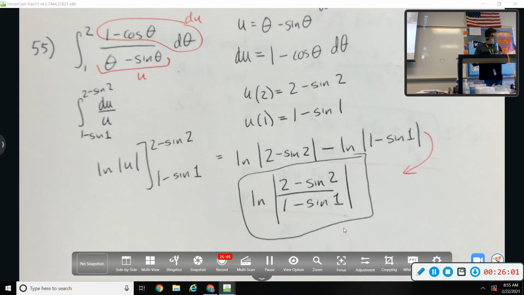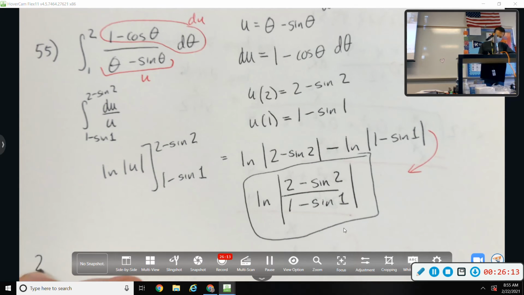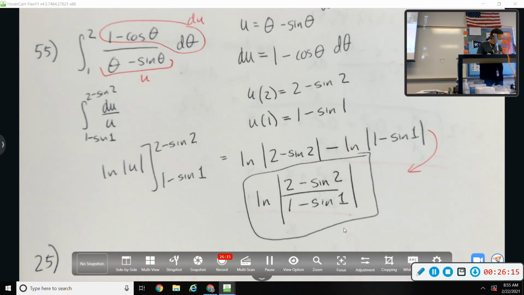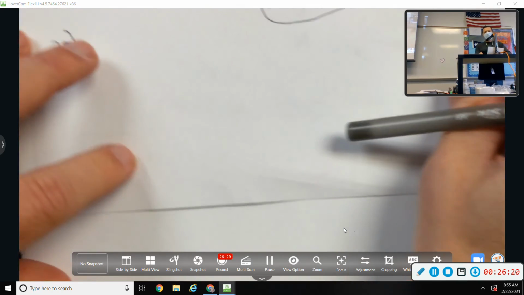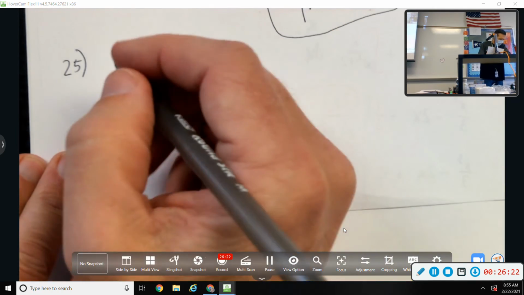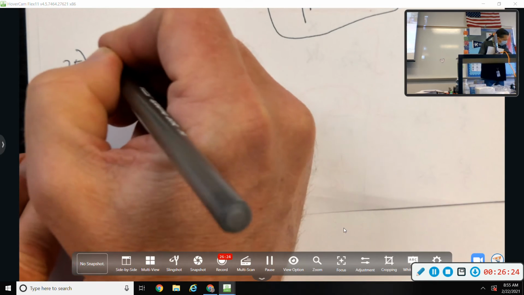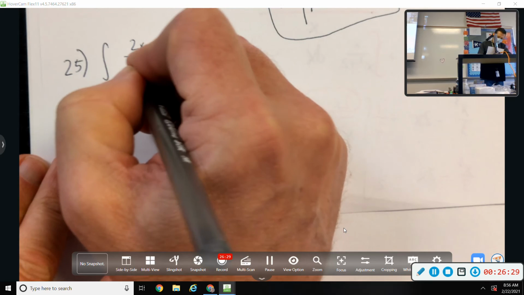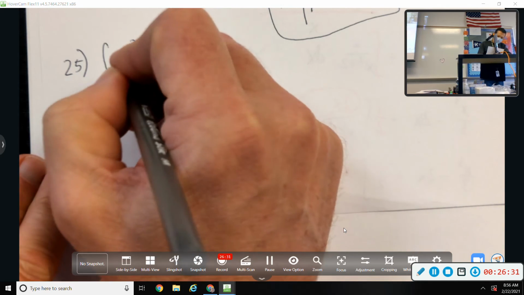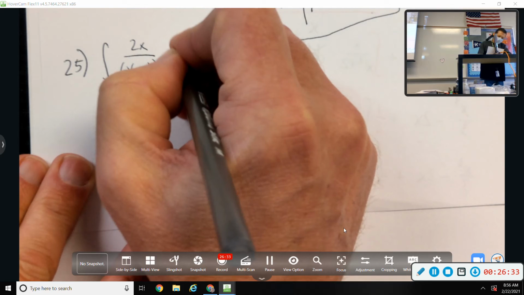Looking around, are there any others that you want to see? Yes. 25. Wondering if I'll have space to do 25. We'll see. Antiderivative or integral of 2x over x minus 1 squared dx.